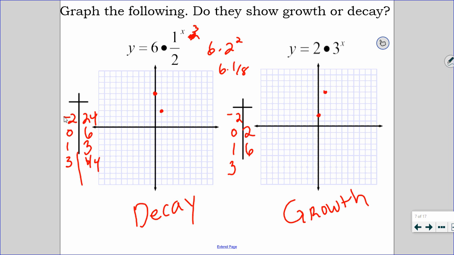So at -2, 24, way up there somewhere. At 3, 3/4, it's going to be really close to the axis. So yes, it is a decay. We'll finish the other one up when we come back.